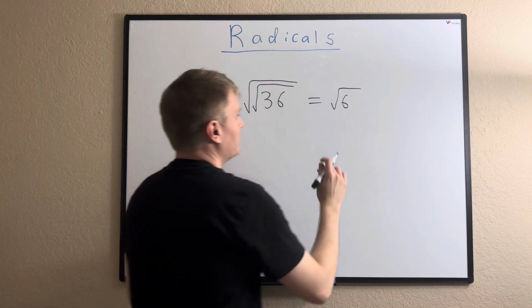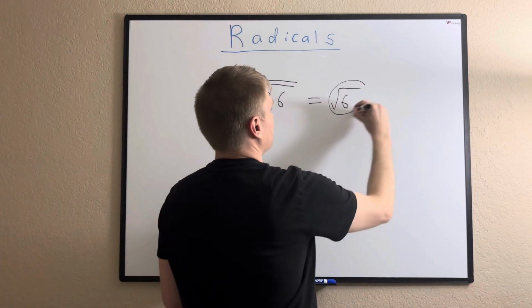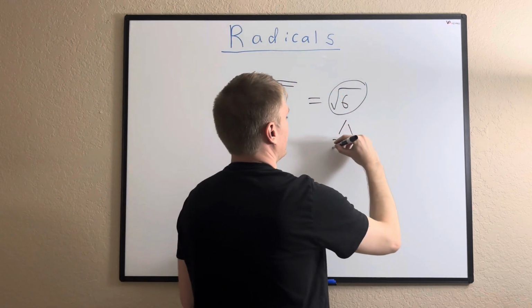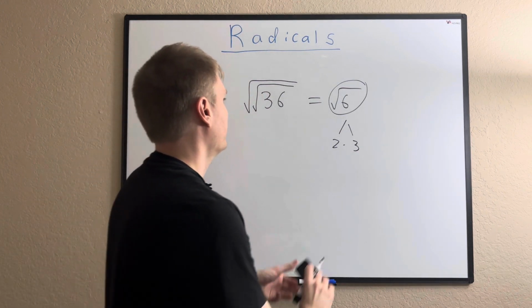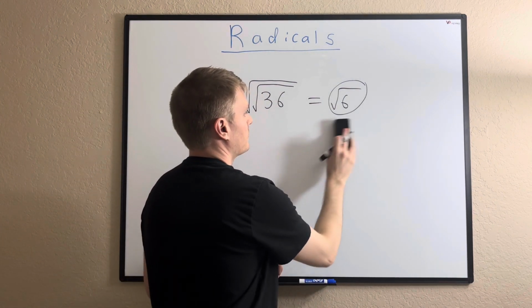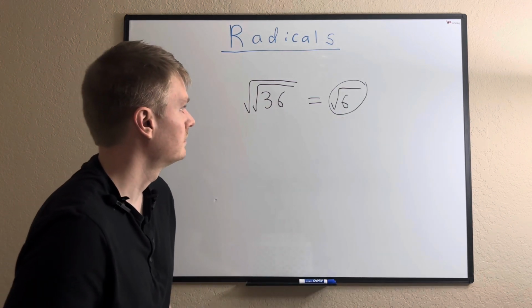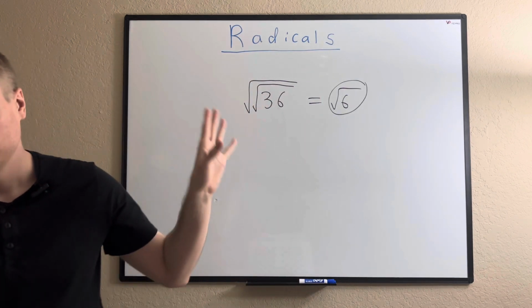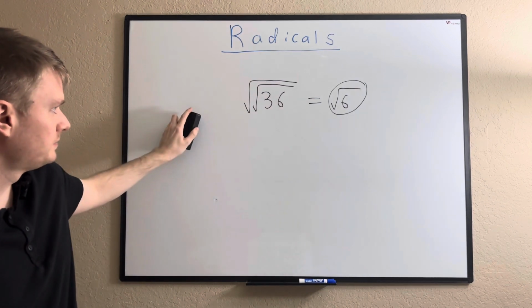6 is not a perfect root. It doesn't have any perfect roots inside of it, so that's your answer. Because that's just 2 times 3, right? Those aren't perfect roots either, so it can't be simplified any further than that. Positive negative radical 6 is the answer. But we're just going with the principal root for now.